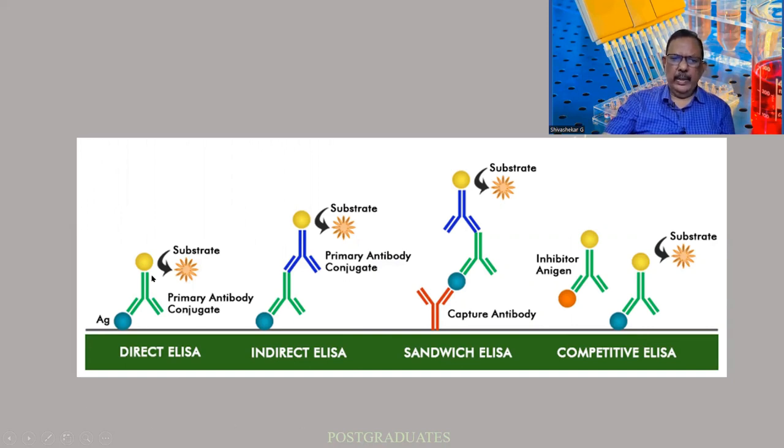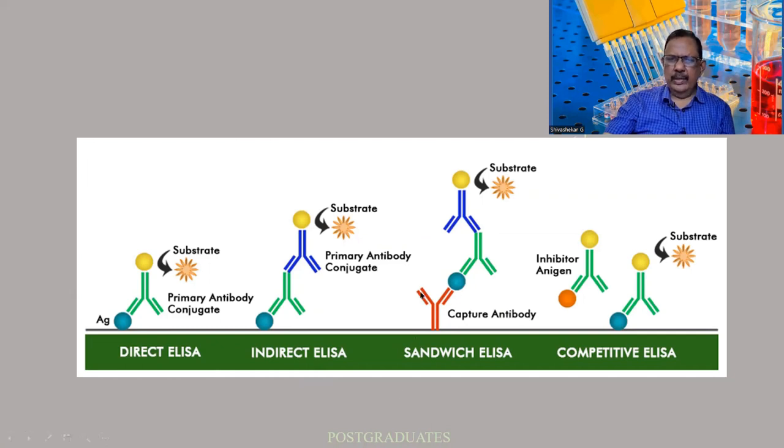In direct ELISA, there is an antigen in the well, and then there is an antibody to which the substrate is being attached and identified. Indirect means initially there is an antibody, and then there is an antibody to the antibody, a primary and a secondary antibody. Finally, there is a substrate. So this is called an indirect ELISA, something similar to your indirect Coombs test.